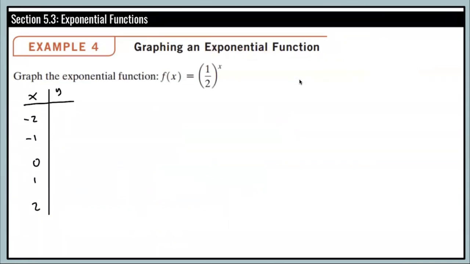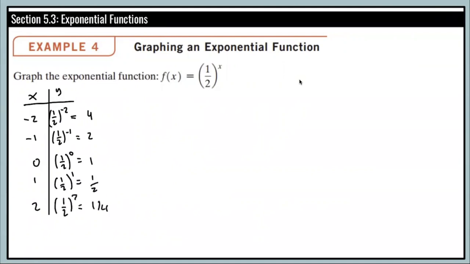When you plug it in, you're gonna have 1/2 to the power of -2, that becomes 4. 1/2 to the power of -1, that becomes 2. 1/2 to the power of 0 becomes 1. 1/2 to the power of 1 is 1/2. And then 1/2 to the power of 2 is 1/4. All right, if you don't believe me, try writing it in a calculator and it'll make sense, okay? And then all you gotta do is draw this graph right here, like this.